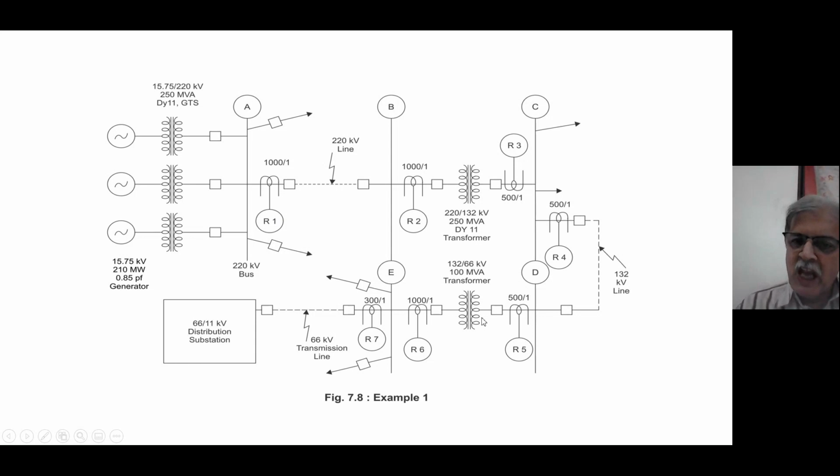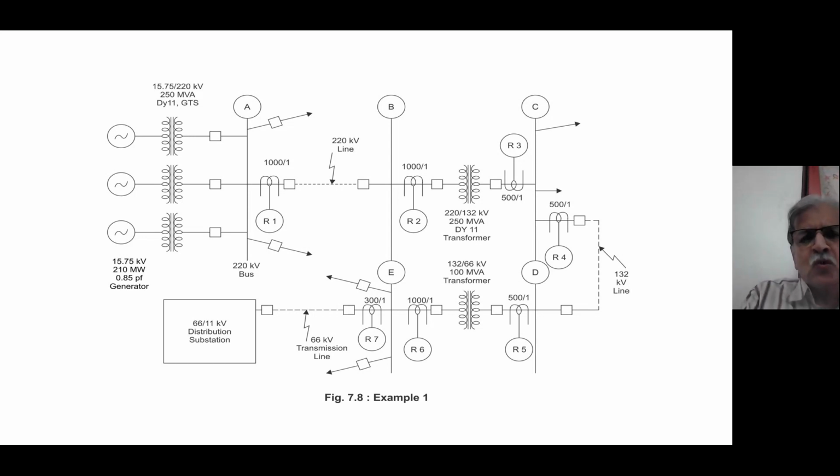From bus D, once again, now the economic choice of voltage is 66 kV. So we come to 66 kV. And from there it is coming to bus E, and from bus E, many 66 kV lines are going. One of the lines is terminating on a 66/11 kV distribution substation. This is our simple radial system.